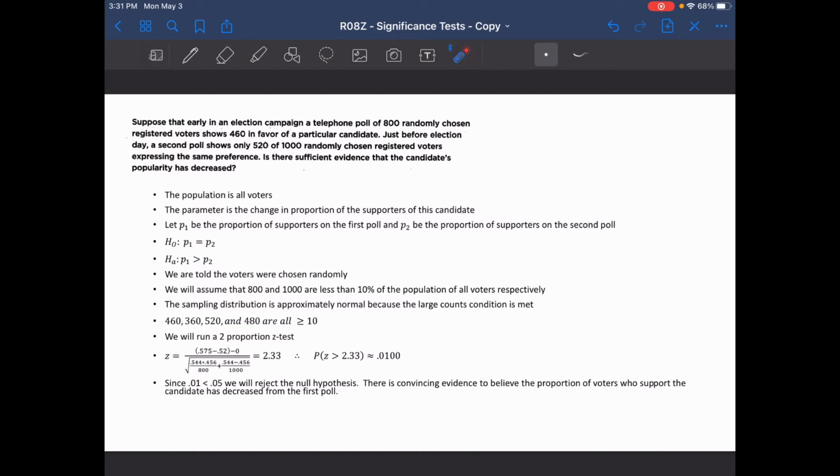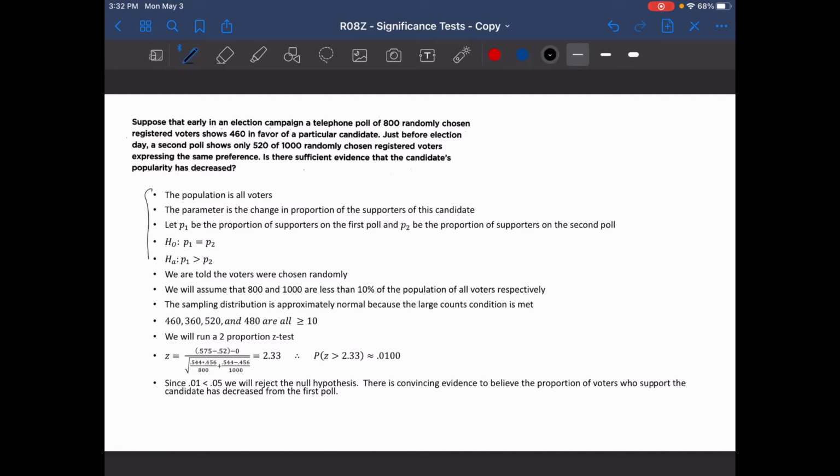Suppose that early in an election campaign, a telephone poll of 800 randomly chosen registered voters shows 460 in favor of a particular candidate. Just before Election Day, a second poll shows only 520 of 1,000 randomly chosen registered voters expressing the same preference. Is there sufficient evidence that the candidate's popularity has decreased?